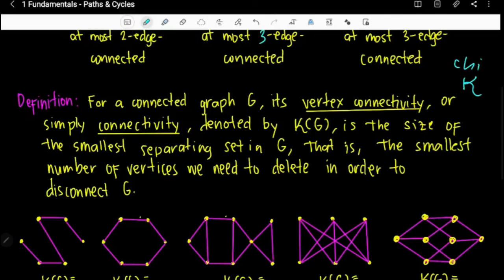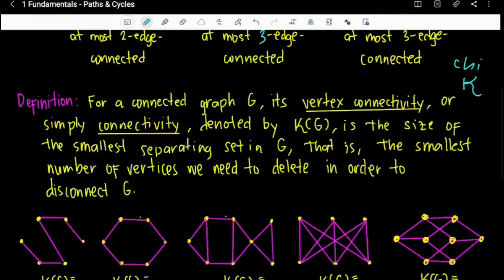It is the size of the smallest separating set in G. So pag sinabi mo smallest separating set, you're deleting now a vertex. But again, to remind everyone, when you delete a vertex, lahat ng incident edges dun sa vertex na yun, nadi-delete din. So in a way, mas marami kang dinidelete pagka separating set. That is the smallest number of vertices we need to delete in order to disconnect G. So, minimum cut set in terms of vertices.